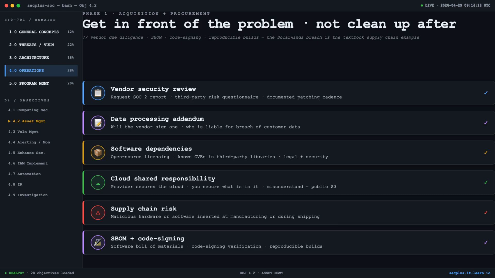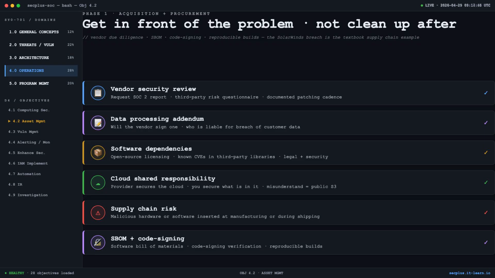And supply chain risk, malicious hardware or software inserted at manufacturing or during shipping. The SolarWinds breach is the textbook supply chain example, where attackers compromised a software vendor's build pipeline and pushed malicious updates to thousands of customers. The acquisition phase is where you catch this with vendor due diligence, software bills of materials, code signing verification, and reproducible builds. Phase 2, assignment and accounting.